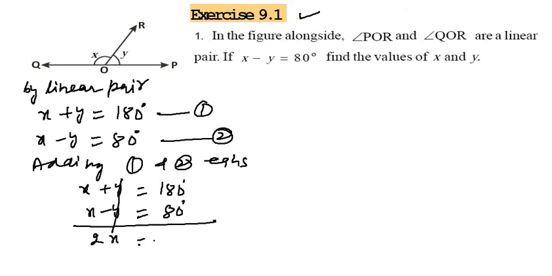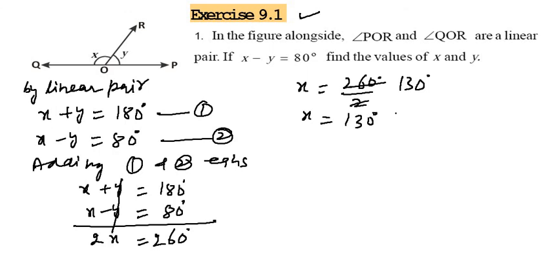So we get 2x is equal to how much? It is 260. So we can find the value of x. It is 260 divided by 2. So 2 ones are 2, 2 threes are 6, and here is 0. So x will be equal to 130 degrees, and that is the first answer.